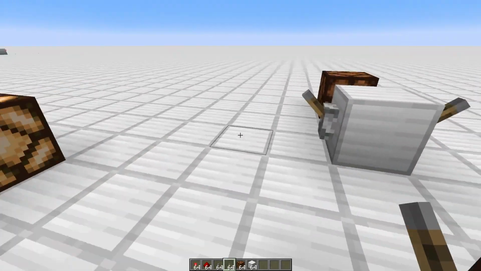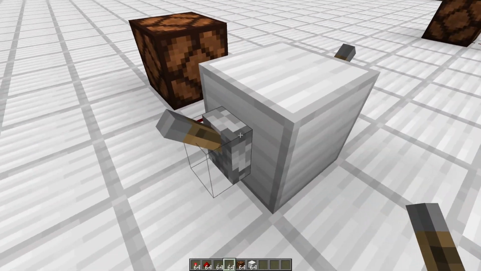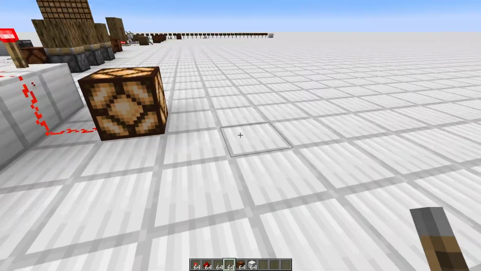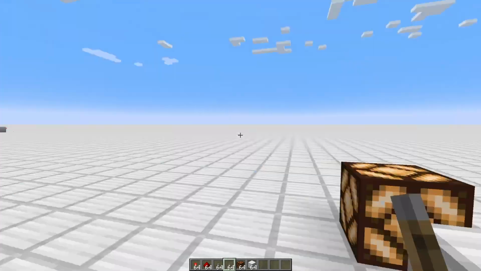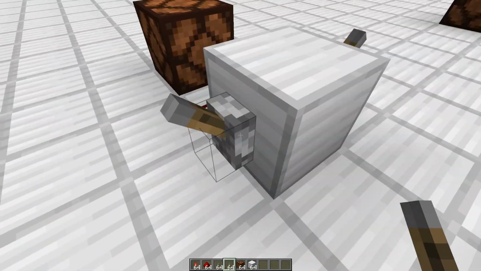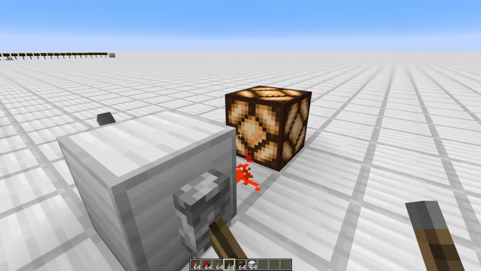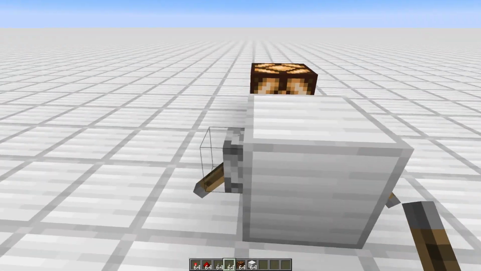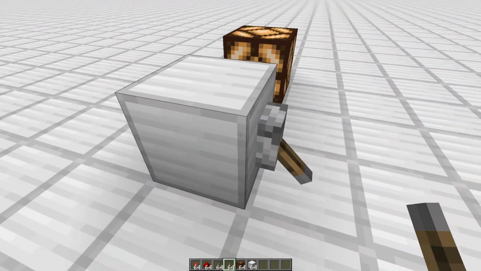Our next one is going to be an OR gate. So over here, basically, if this is on, and this, again, could be a redstone line coming in from who knows where, this is on. And if this is on, this is on. They're both on. It's still on because this is just a standard OR gate.